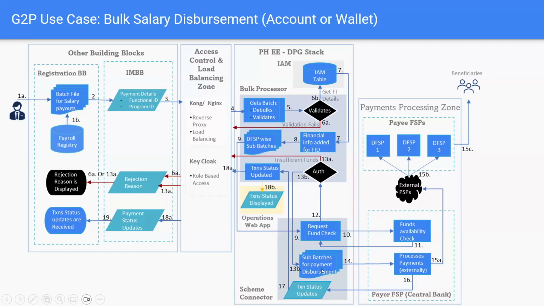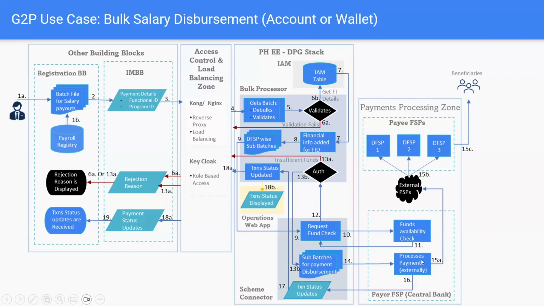This request from the scheme connector goes to the payer FSP, which uses its own external payment system to initiate the payment. You would notice that this part of actual payments occurring is not within the realms of the payment hub. This is carried out externally by another system. So payments occur to all the various DFSPs, and they are handed out to the beneficiaries as and when appropriate as per their arrangements.